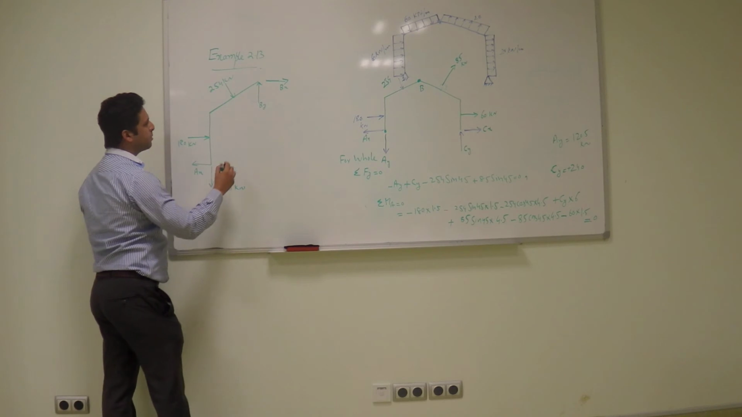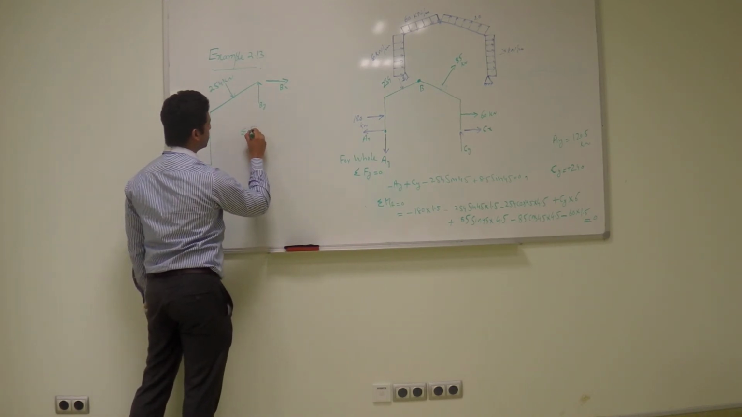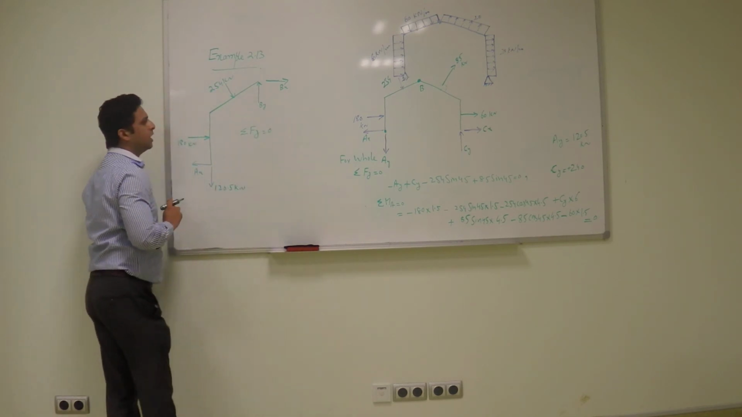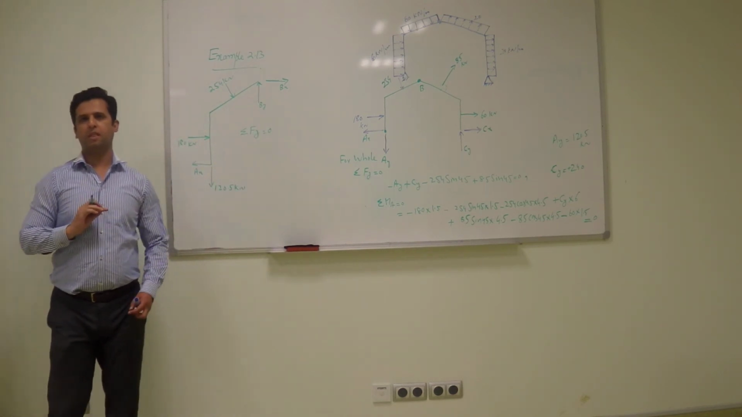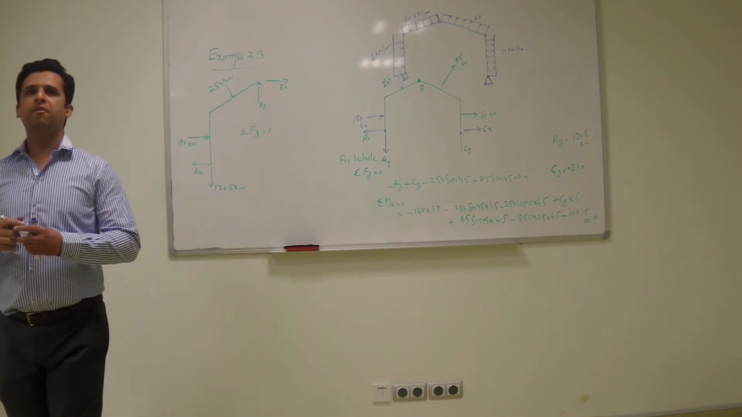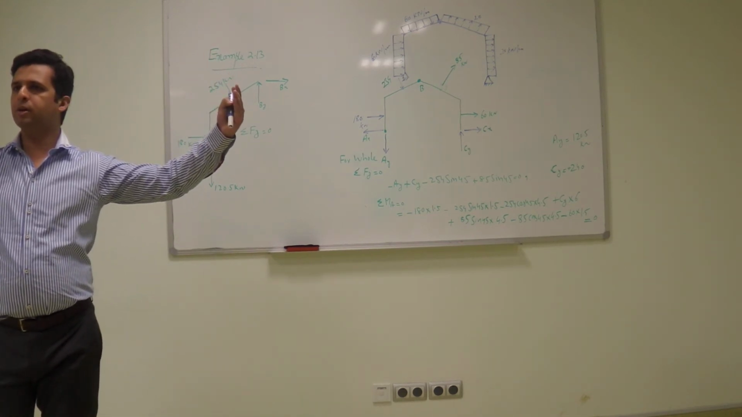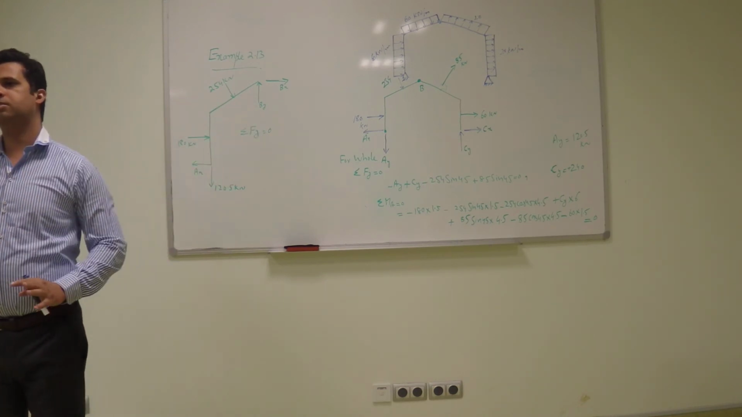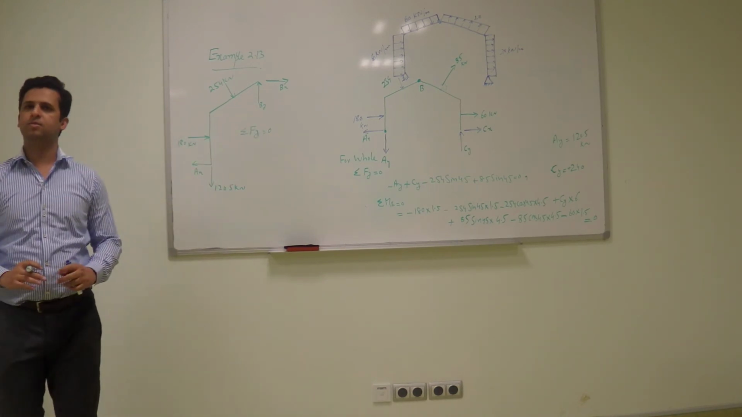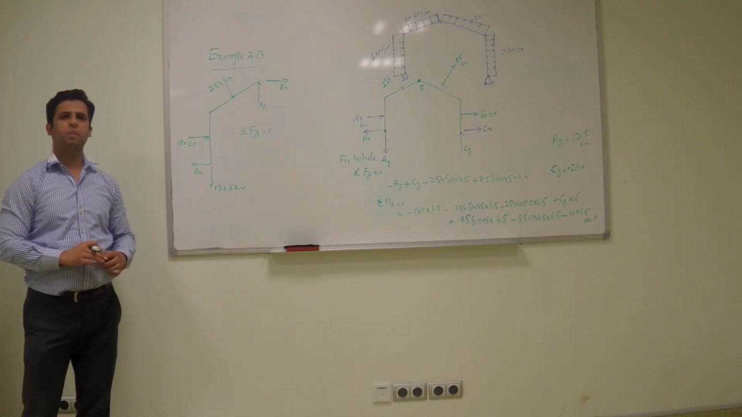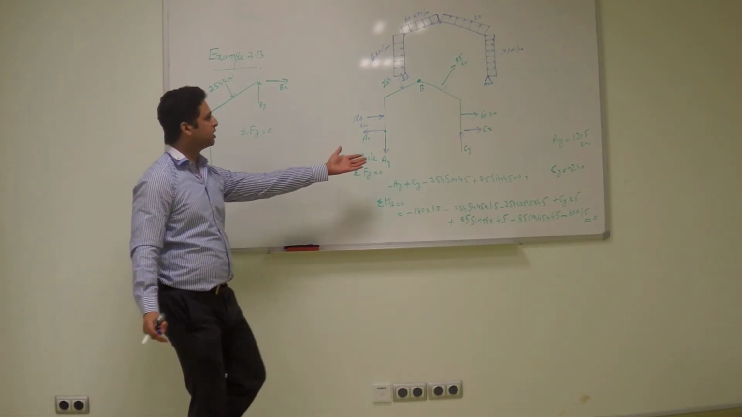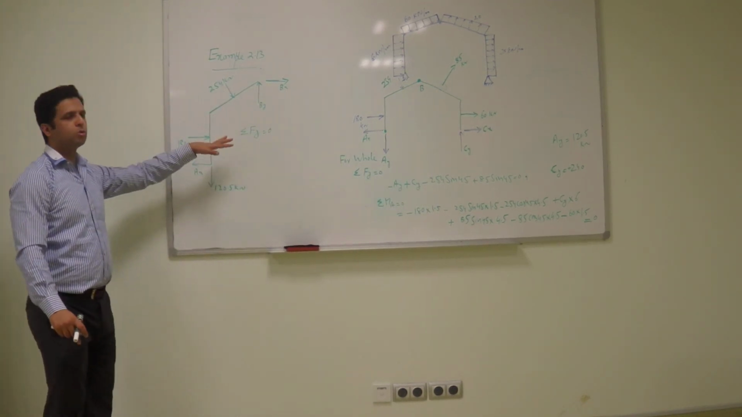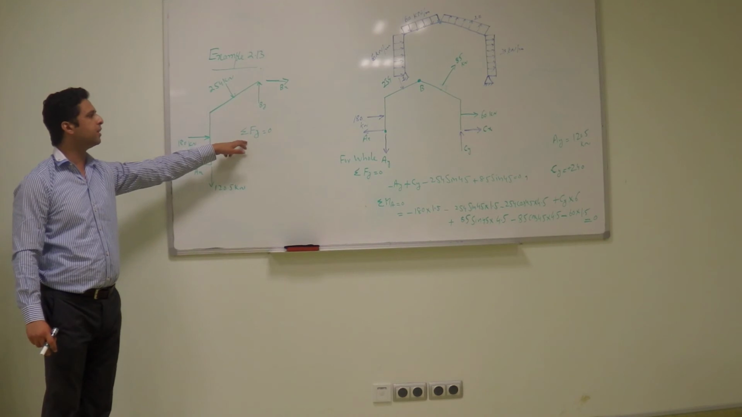Okay, let's apply sigma Fy equal to 0 for this member. Remember, it is a very important point: if your whole structure is in equilibrium, all parts of that structure will be in equilibrium. So if this structure is in equilibrium, all the parts will also be in equilibrium. So this equation should be satisfied.